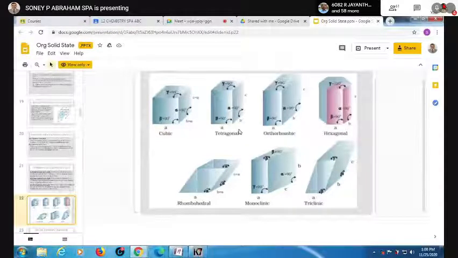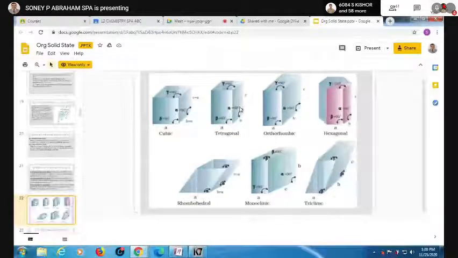In tetragonal, alpha, beta, and gamma all will be equal, and A will be equal to B, but C will be different from A and B. So that is tetragonal. Only C is different, but the rest is similar to cubic. And when you are talking about orthorhombic, all three, A, B, and C, are different.